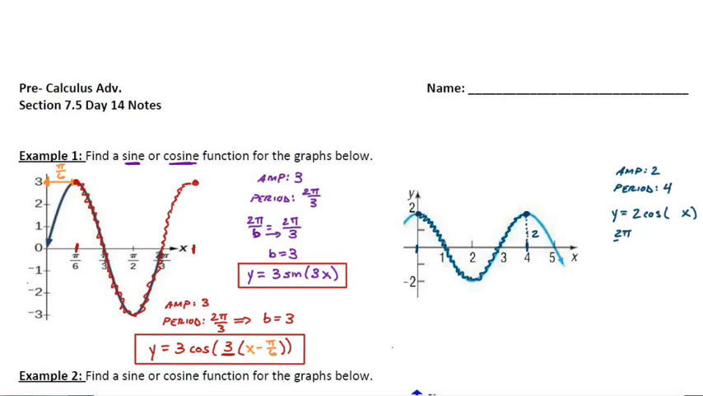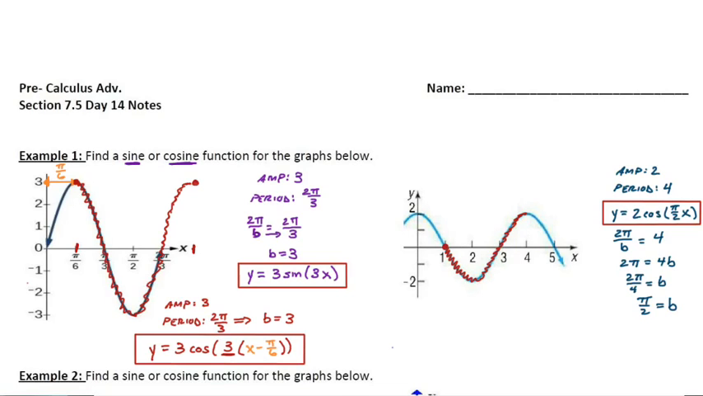The way I would do that is set up the equation 2 pi over b equals whatever my period is. So if I multiply both sides by b, I get 2 pi equals 4b, which means 2 pi over 4 is b, so b is pi over 2. That pi over 2 is going to be the coefficient of x that makes my period 4. So if I want to write my cosine equation, I have it right there.